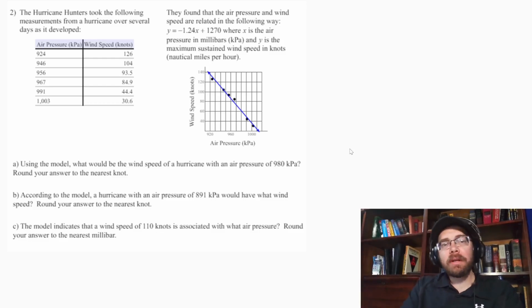This is number 2 on a worksheet for using statistical models, I think was the title. Normally I put the title in there, but today I'm just going to grab number 2 because we've done number 1. We haven't done number 2 yet. So if you need number 1, that will be linked in the description, I believe.